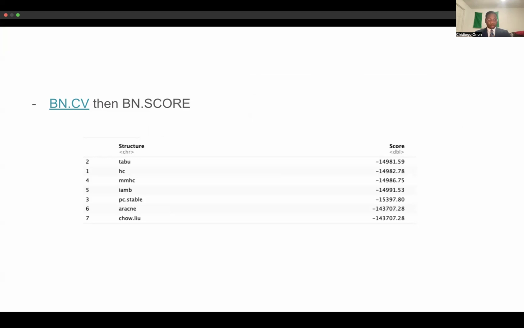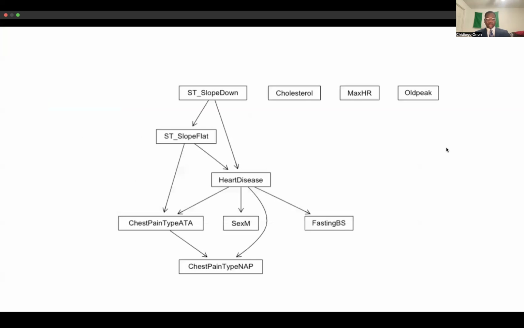First, we build our unsupervised model, which is going to be our Bayesian network. We begin by running the cross-validation Bayesian network function to see which of the algorithms might be the best according to its log loss. And then we score all of our algorithm results, and we see that the best one was Taboo, which is a score-based algorithm. And here's the resulting graph.